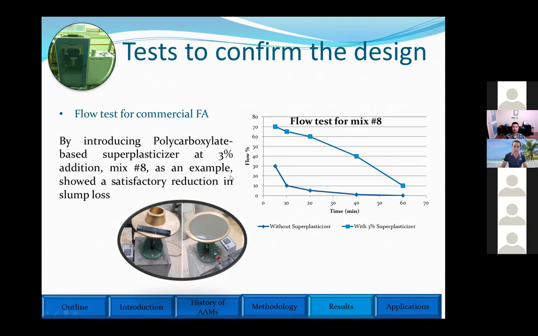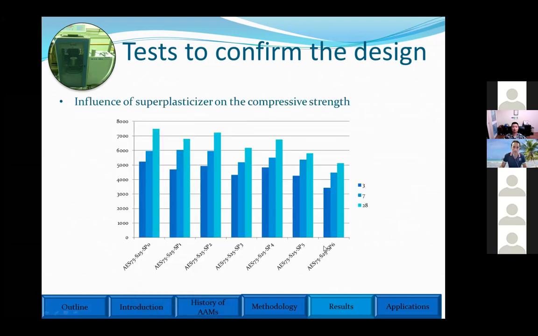So we definitely need some admixture if you want to work easily and pump the concrete into elements. So some chemicals could help us. Initially we use polycarboxylate superplasticizer, but we are working on new types of admixtures that are more effective and cheaper than these superplasticizers. And then we made sure that by adding some admixtures, the property of concrete would not be sacrificed.